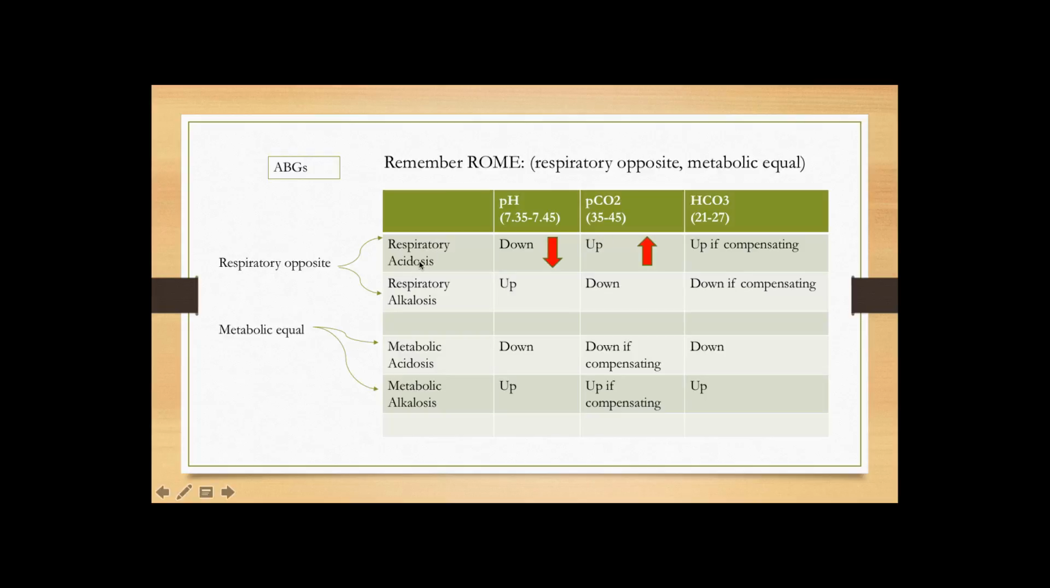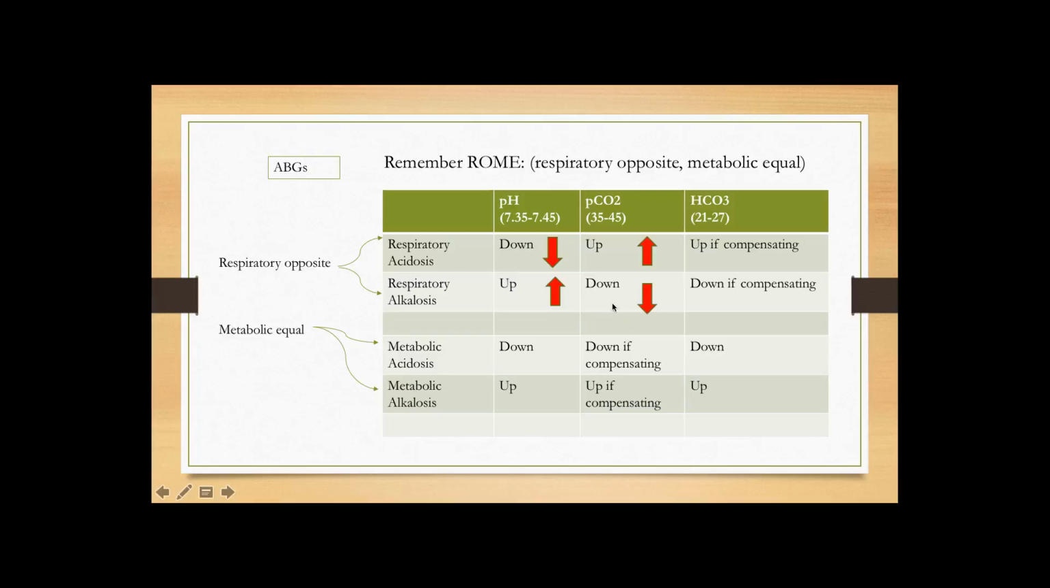So again, because it is acidosis, pH is low and PCO2 is high, so they are in opposite directions. Bicarb doesn't really matter as much, but it is going to try to go up if the patient is compensating. Then in the case of respiratory alkalosis, pH is going to be high, of course, it's alkalosis, and PCO2 will be low.